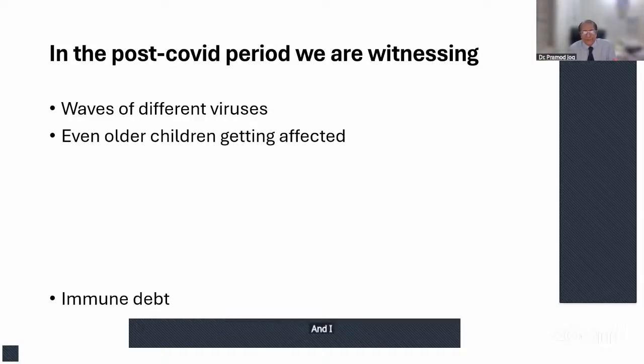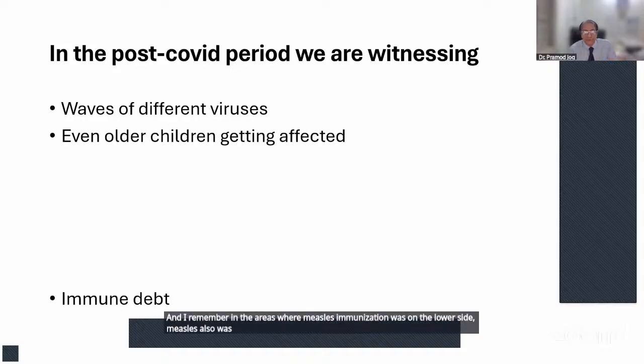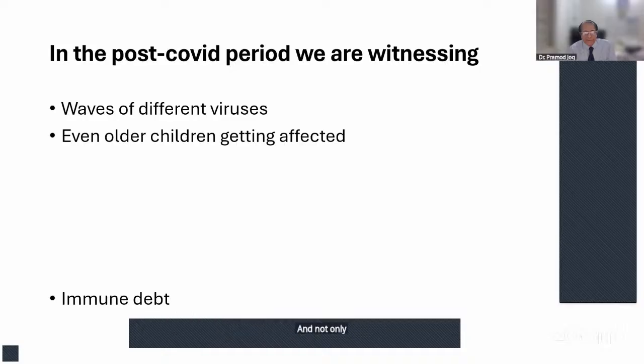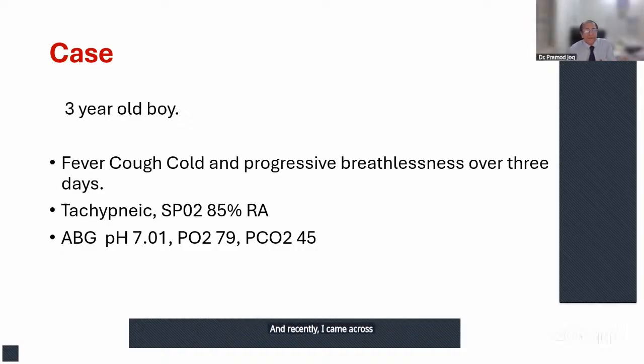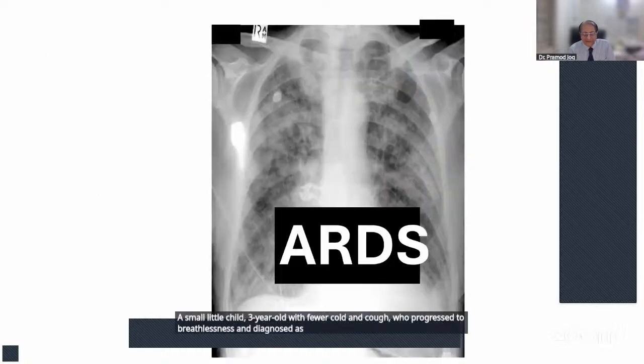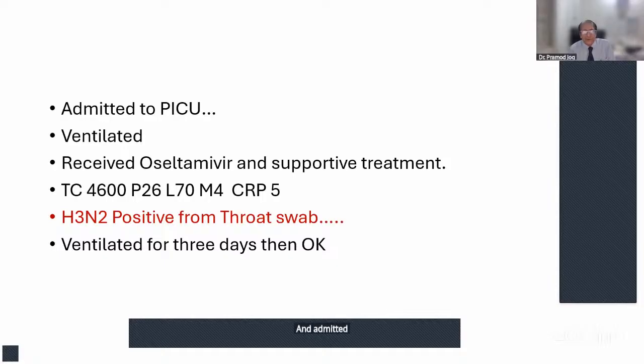And I remember in the areas where measles immunization was on the lower side, measles also was seen to a great extent. And not only the younger children, but also the older ones were getting affected. And recently I came across a small child, 3-year-old, with fever, cold, and cough, who progressed to breathlessness and was diagnosed as ARDS and admitted to the PICU, ventilated, and treated with Oseltamivir and supportive management, and turned out to have H3N2. He was ventilated for 3 days and then he was all right.